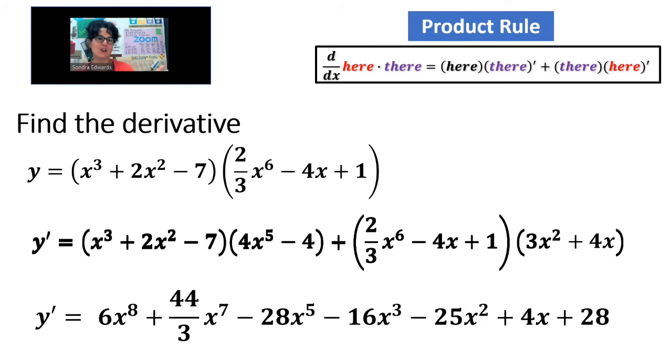Kind of just a side note to plant in the back of your mind is there are times where you don't have to simplify, because what if I wanted the derivative evaluated at 3? Well, I wouldn't need to simplify. I could just go into this one and replace all of the x's with 3, get my final answer, and I would never worry about what is the simplified version of y prime.